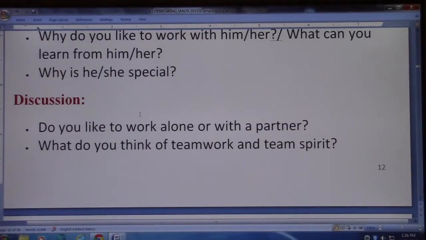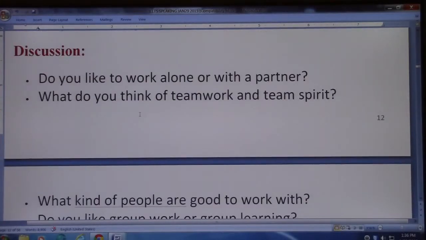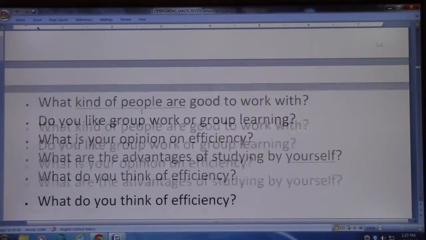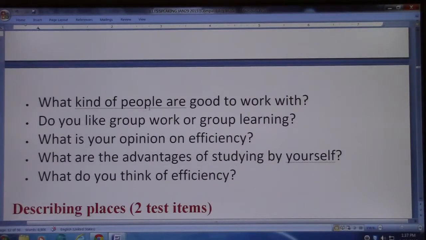questions we had. Do you like to work alone or with a partner? Yuko, alone or with a partner? Alone. Alone? What do you think of teamwork and team spirit? It sucks, right? So what do you think of teamwork and team spirit? Teamwork is okay. Okay. But you prefer to work alone. I'll get back to you right after this. We want to discuss this.